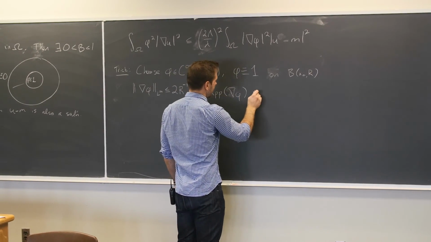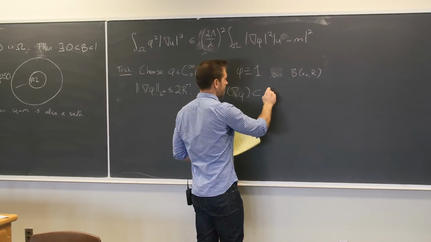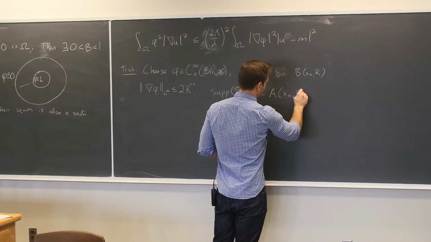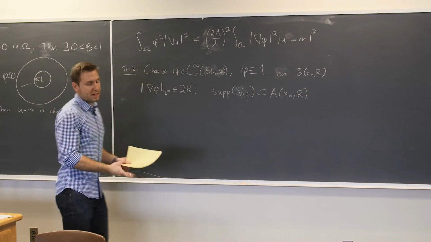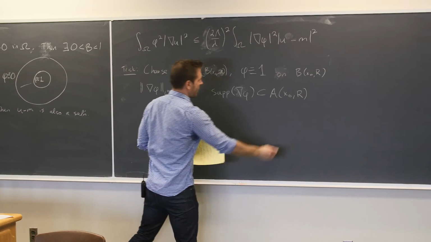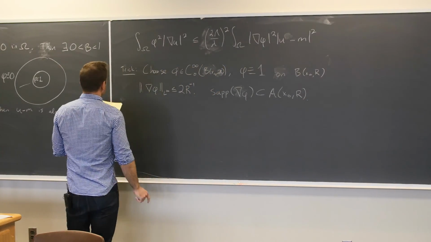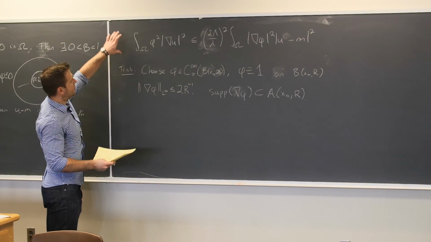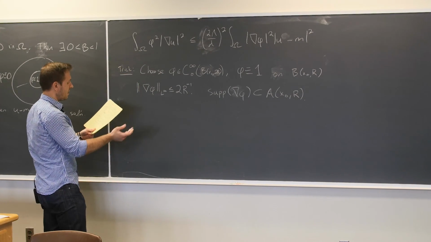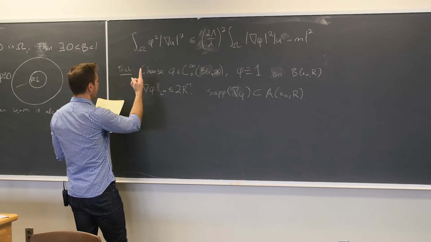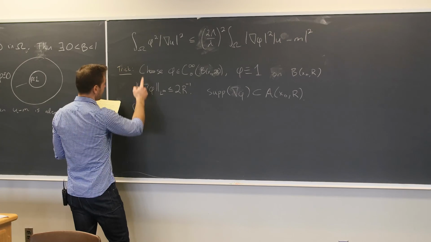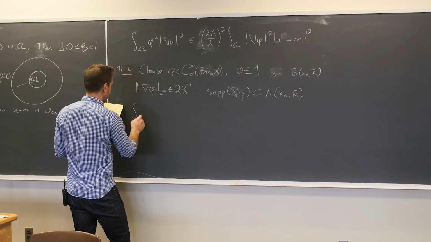Grad phi is going to be inside of that annulus, right? It's all just going to be contained in this ring here. Then we have from this that this is going to simplify on the left side. We're just going to get, well, you'll see, this is going to be less than that.